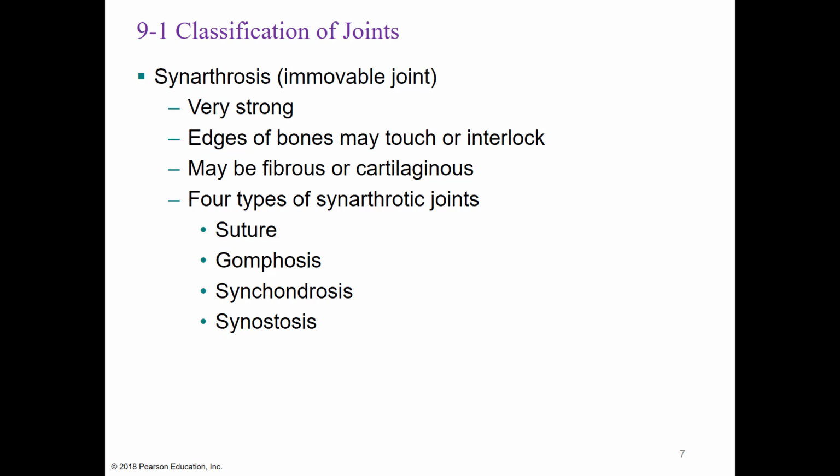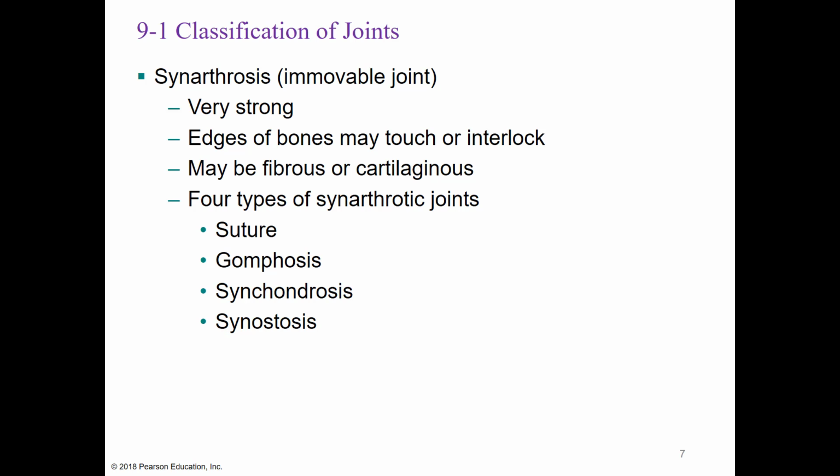So beginning with the synarthrosis, this is our immovable joint. These are very, very tough. In these, the edges of bone come together or interlock. They can be fibrous, which means they're attached by fibers, or cartilaginous, where they're attached by cartilage. There are four main types that fit in the category of synarthrosis: suture, gomphosis, synchondrosis, and synostosis.